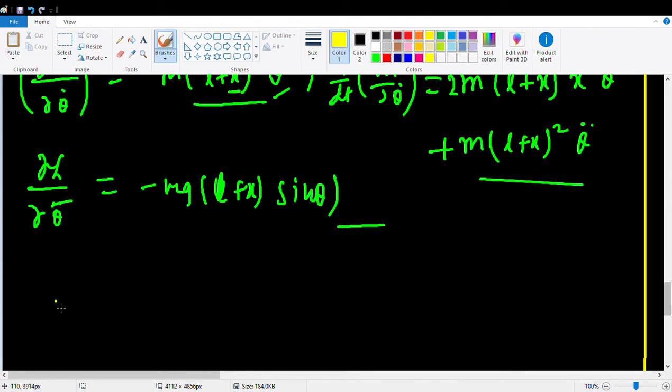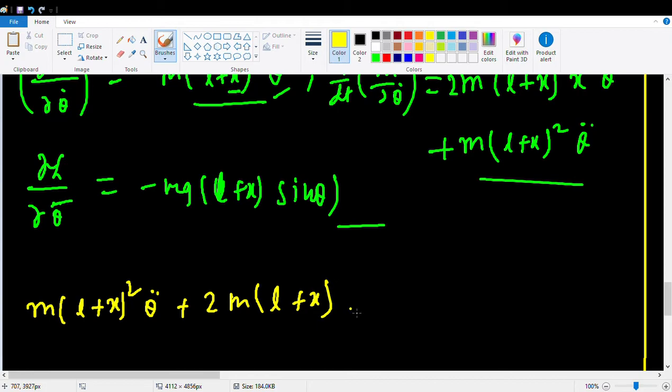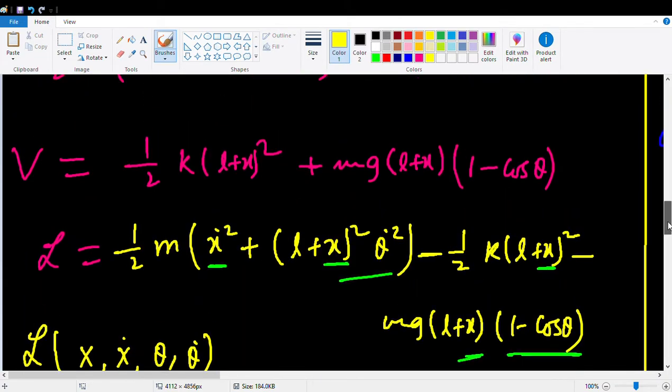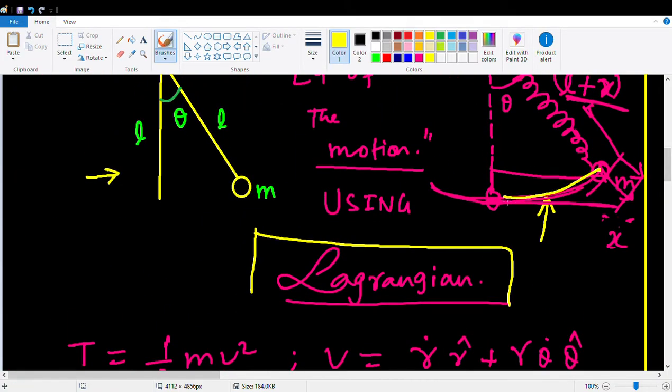So what I am going to write is m theta double dot plus 2 m l x x dot theta dot is equal to minus mg L plus x sine theta. So this is going to give you some kind of oscillatory motion, okay, the pendulum-like motion. But this guy also keeps on moving like this. So it has harmonic motion as well as oscillatory motion.